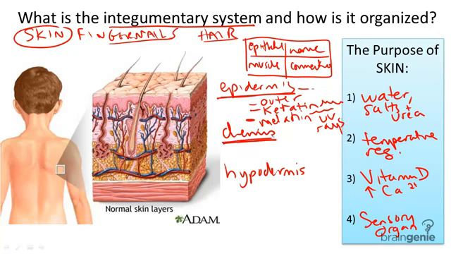The dermis, moving on, is sort of the middle layer of the skin, but it's a much thicker layer. This layer consists of sweat glands, hair follicles, nerves, and blood vessels. And finally, the hypodermis, the innermost layer of the skin, also called the subcutaneous layer, consists of connective tissue that stores fat and insulates the body from the cold.